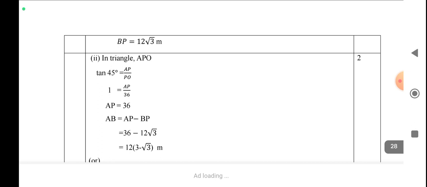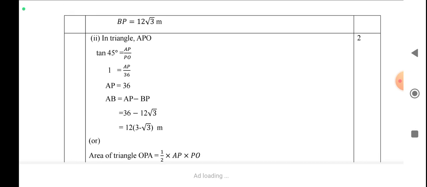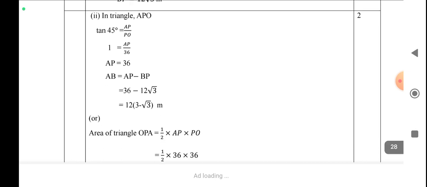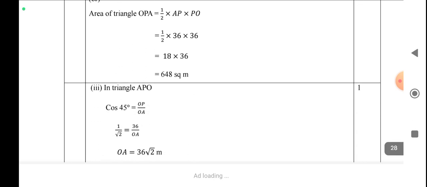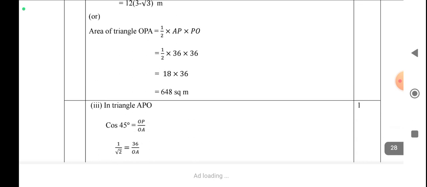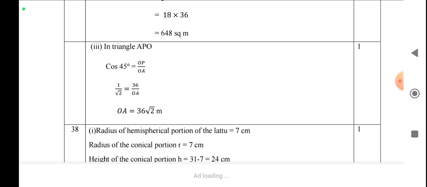Get the value of BP. In the triangle, AB equals the answer. Then the area of triangle OPA is 648 square meter. Then use triangle APO. OA is 36 root 2 meter.